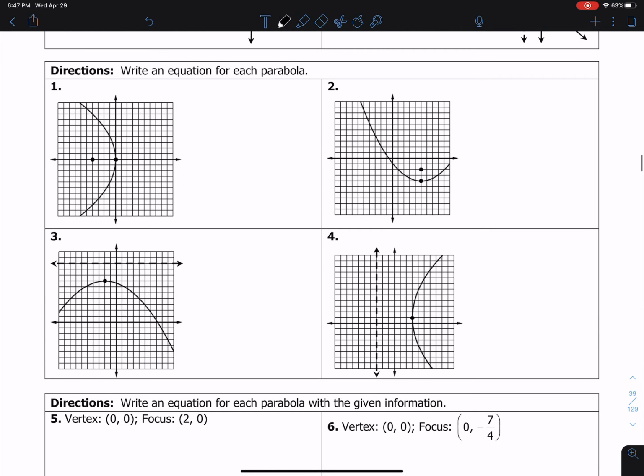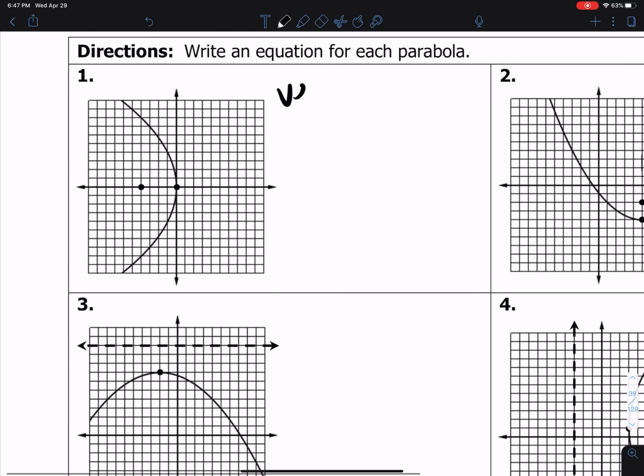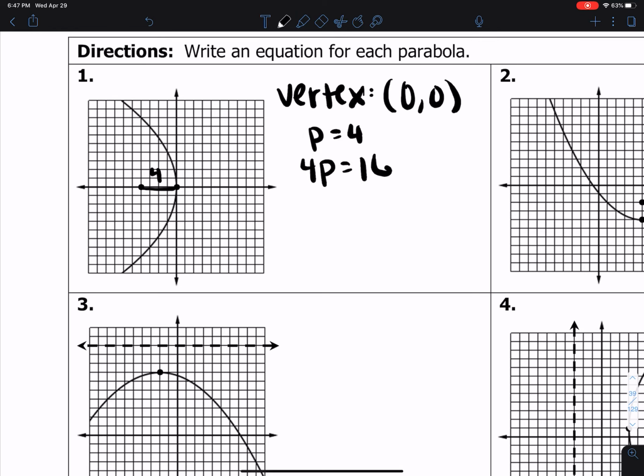So we're just going to do the odds. And so on this one, we're writing the equation. We can see on here that the vertex is at 0, 0. And then we know that p is 4. So that tells us that 4p is 16. This is a horizontal parabola. So we know that y is being squared.